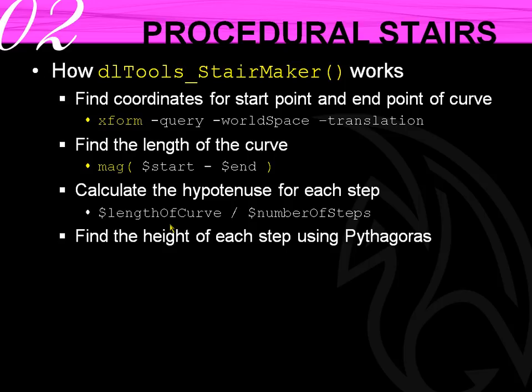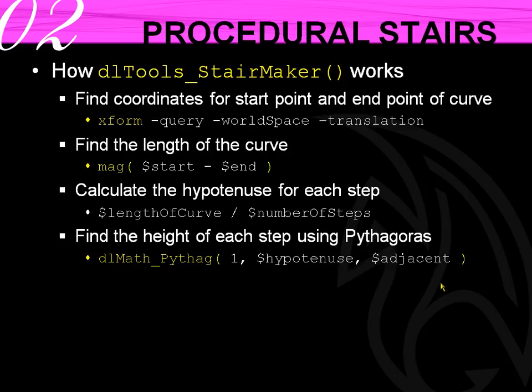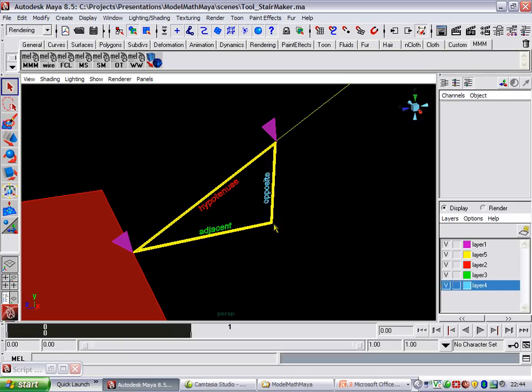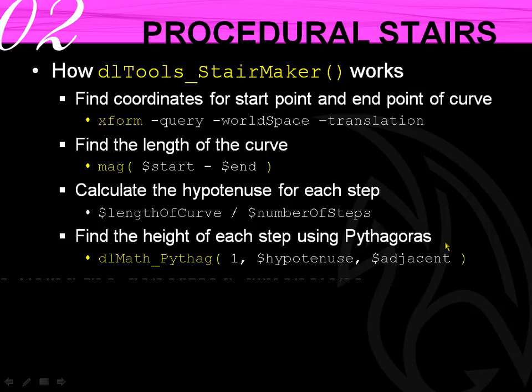Okay. So now that we know the hypotenuse, by figuring out the distance between these 2 points, we can figure out the adjacent. And now all that's left to know is the height of each step, in other words, figuring out the opposite. So by using our command, dlmath_pythag, we're going to put, first of all, the flag of 1 at the beginning to say, I know the hypotenuse, I know the adjacent, I just don't know the opposite. So if we put these 2 numbers in, it's going to allow us to figure out what the height of each step should be. So here we go. We've figured out essentially the depth and the height of each step, and the user also inputted the width. So there's no need for us to figure out the width. So that's how we're able to figure out the dimensions of each step.